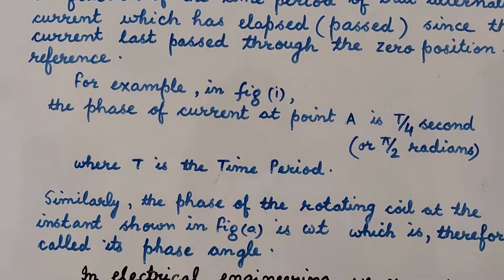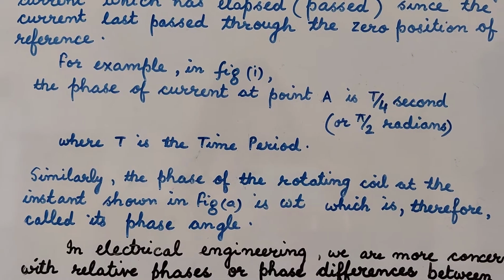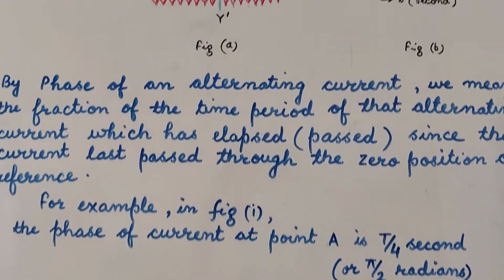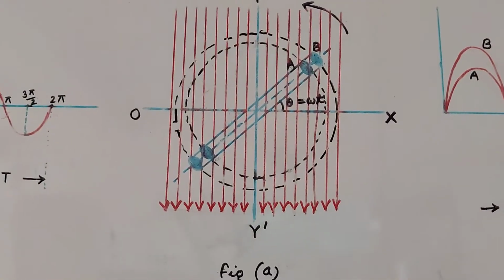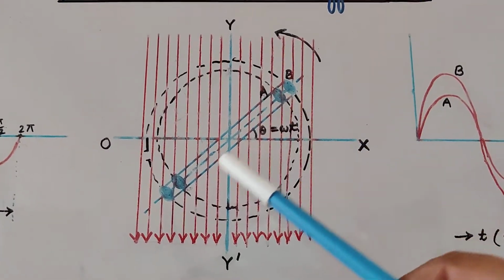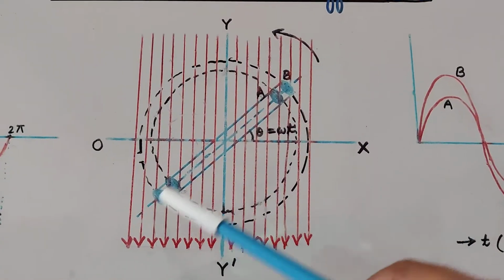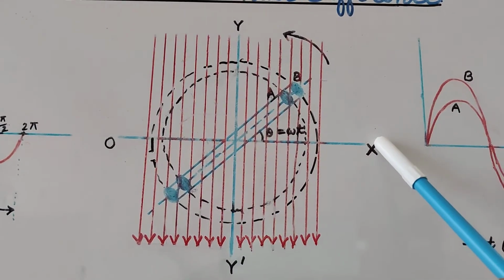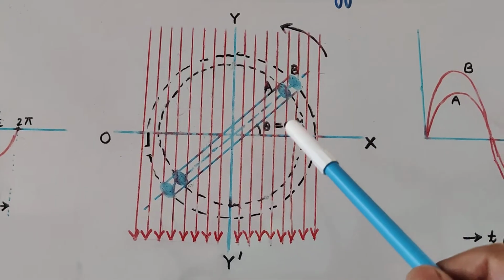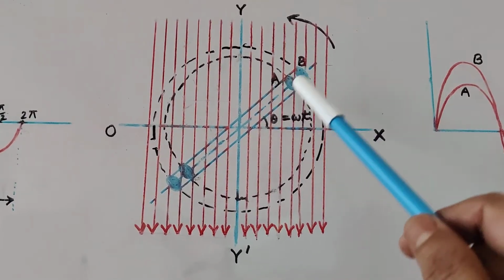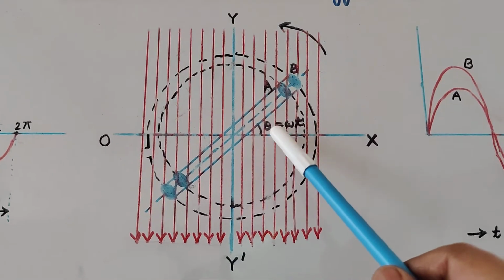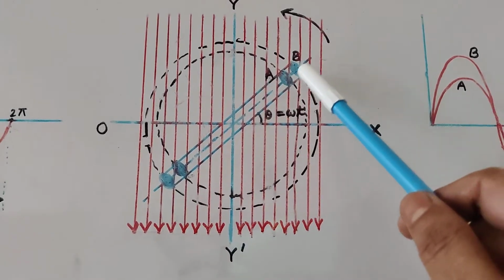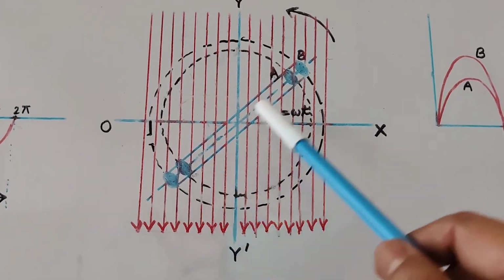Similarly, let us consider the phase of the rotating coil at the instant shown in figure A. So this is the rotating coil. We have to find the phase of the rotating coil at this instant. This is taken as the reference. So this coil has passed this angle. So the phase of this coil is theta equal to omega t. This is the phase of this rotating coil when it is at this position.